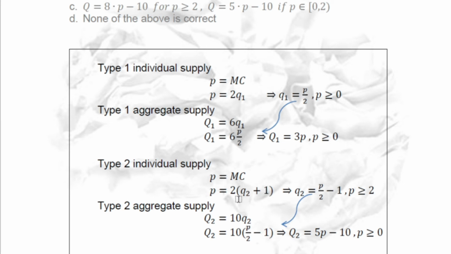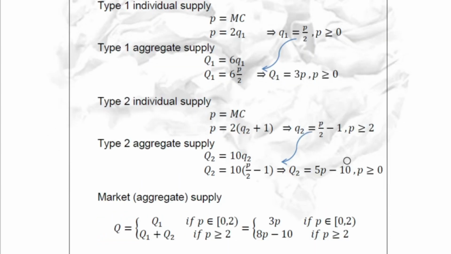Every firm doesn't supply its good at any price. We see that for prices between 0 and 2, only type 1 firms supply. For prices over 2, all the firms supply the good. So we need to be careful: for prices between 0 and 2, only type 1 firms supply, and for prices over 2, all the firms supply the good.